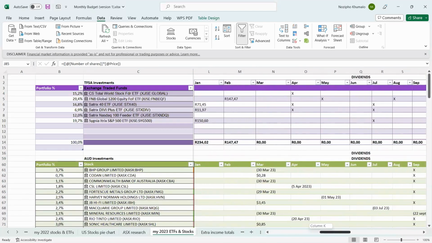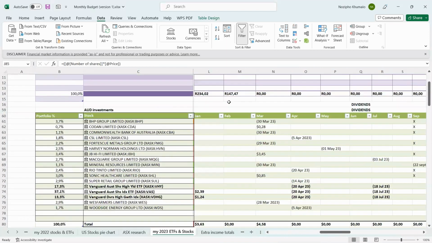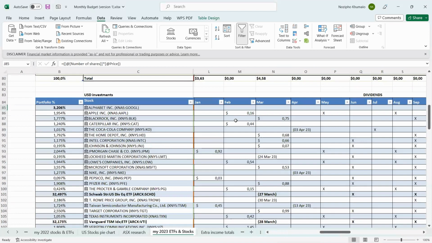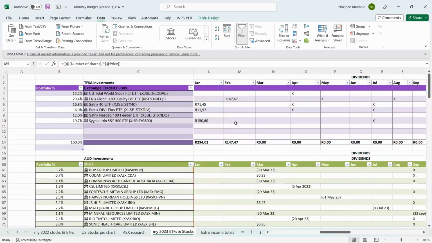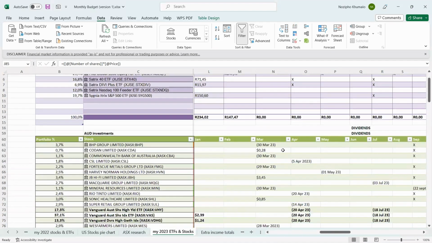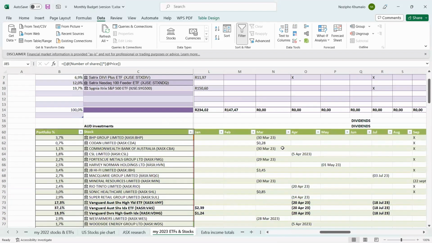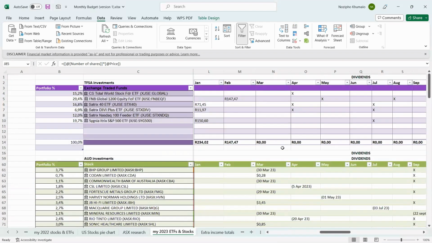I created a dividend calendar for all of the tables. So for my TFSA, Australian investments, as well as my US investments. And I record my dividends as they are paid. And I also mark X for when I know a dividend is going to be paid, or I'll put a date if I know the exact date when dividends are going to be paid.